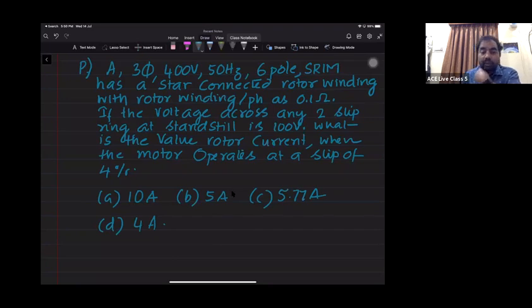Slip range in per unit is 0.02 to 0.08, right?